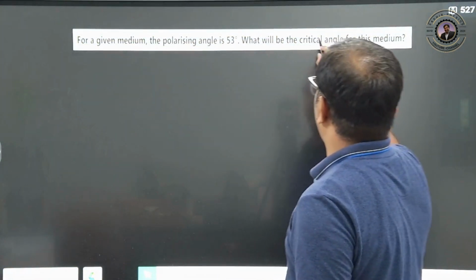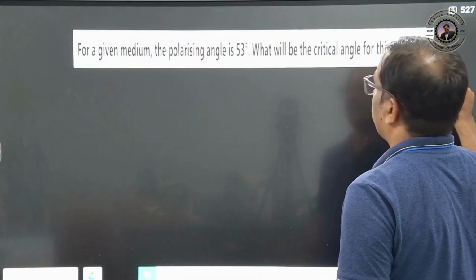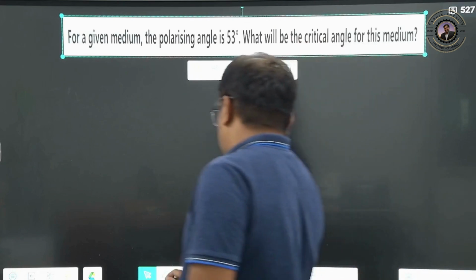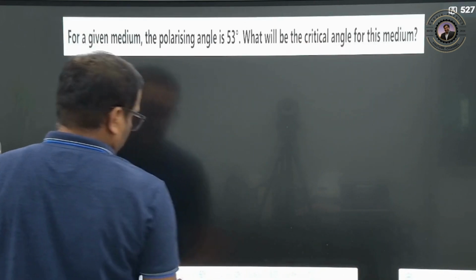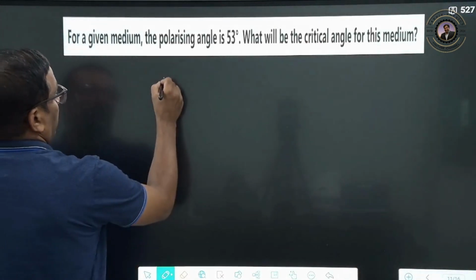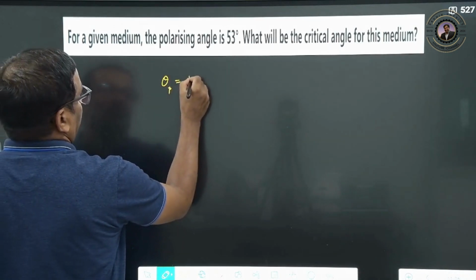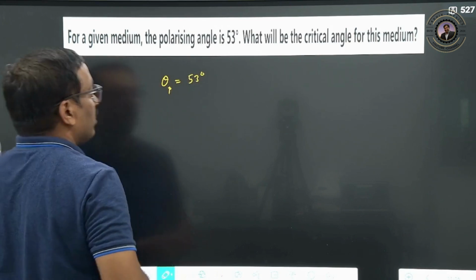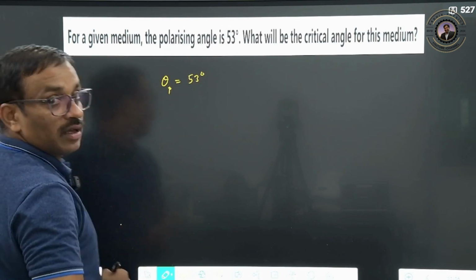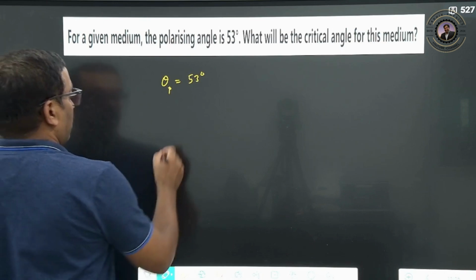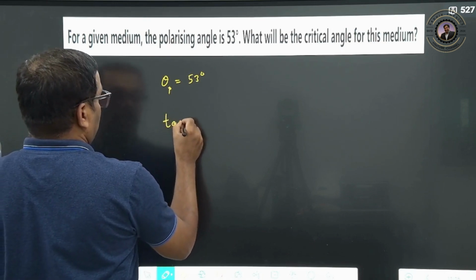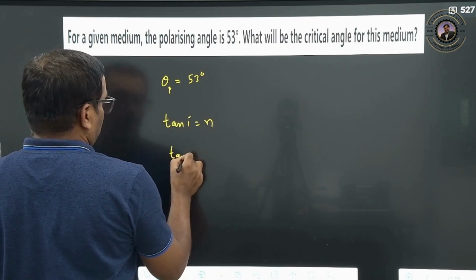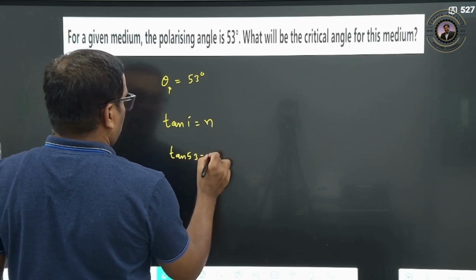Right. So here, for a given medium, the polarizing angle is given as 53, right? So the angle of polarization is 53 degrees. What will be the critical angle of that medium? Right, very good. So first of all we have to calculate the refractive index. Therefore tan I is equal to n. So tan 53 is equal to n.